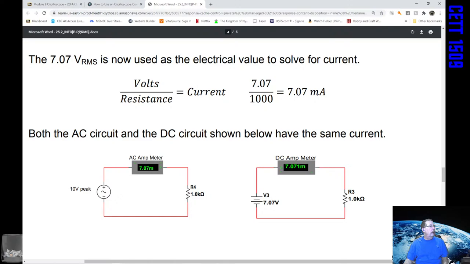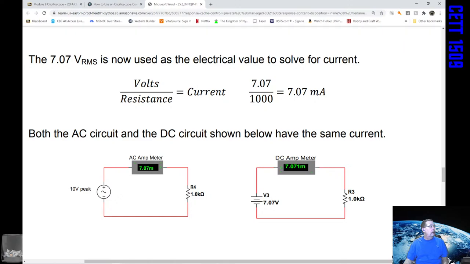Where's my Ohm's law? I lost it. Well, lost it. Okay, anyway.